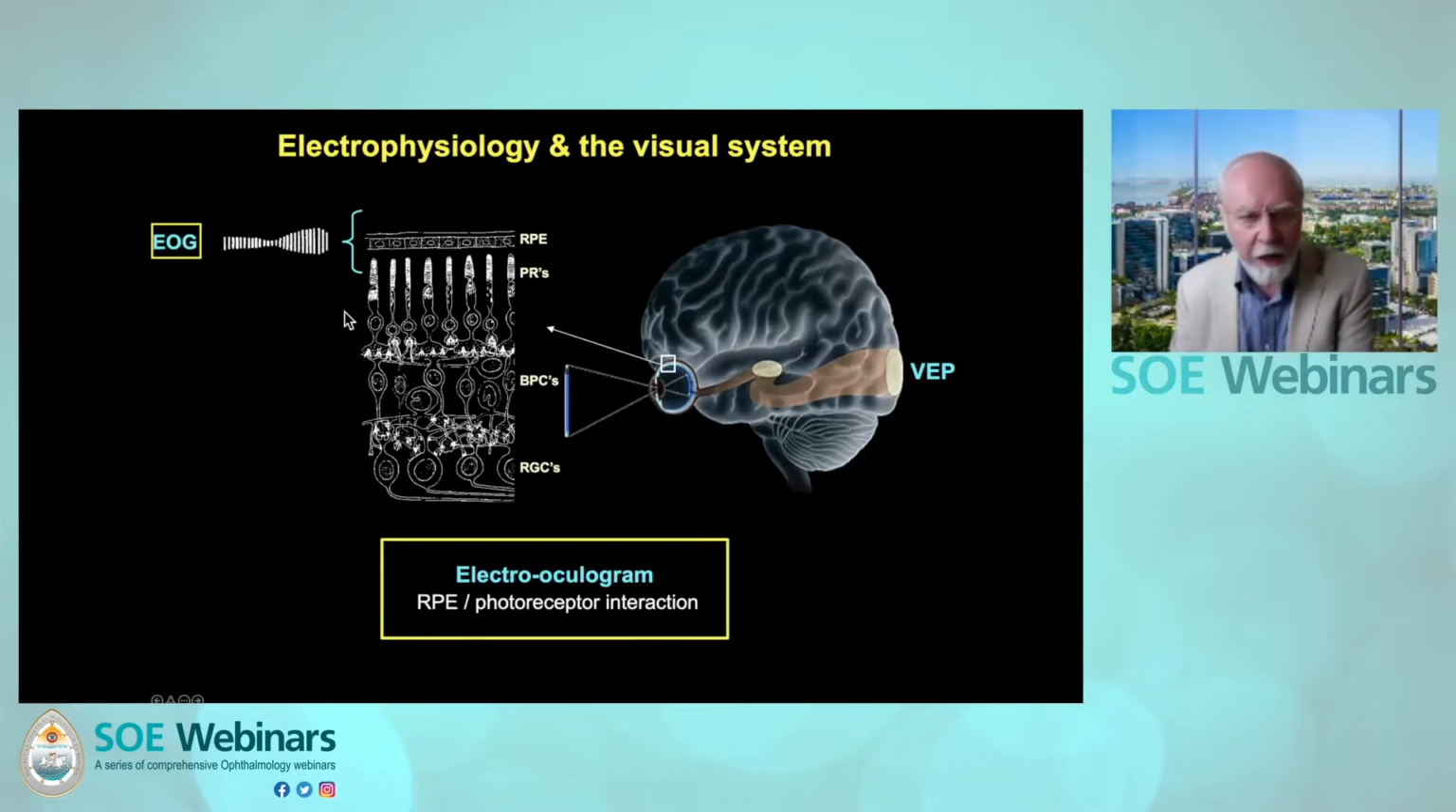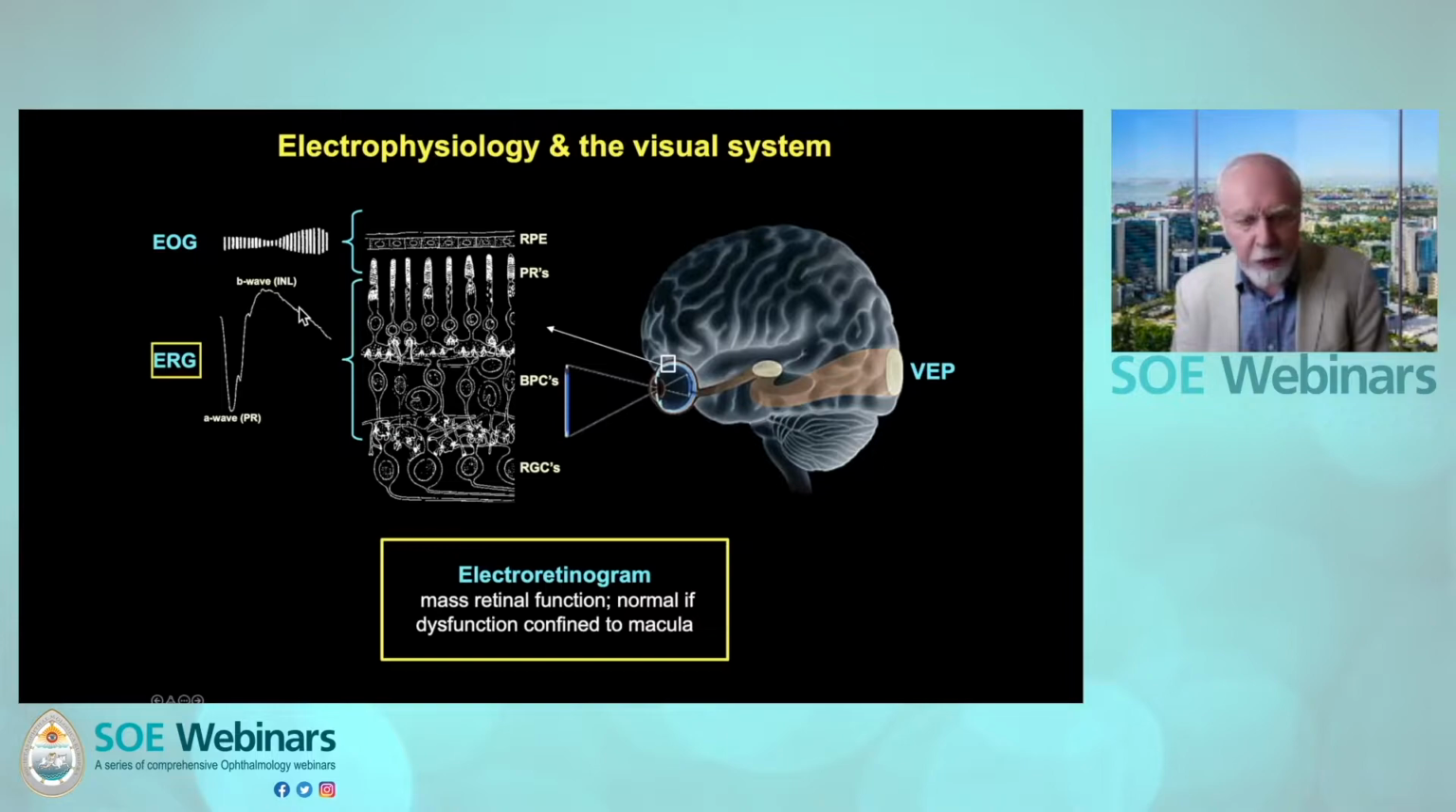Moving to the eye, the electrooculogram measures the interaction between the retinal photoreceptors and the retinal pigment epithelium, and is a measure of the global health of the RPE. The ERG is a massed response of the retina to a luminance stimulus and can be used to separate the function of the cone system from the rod system and the photoreceptors from the inner nuclear layer. But as a massed response, it is normal if the dysfunction is confined to the macula.